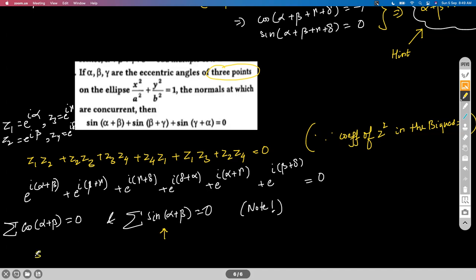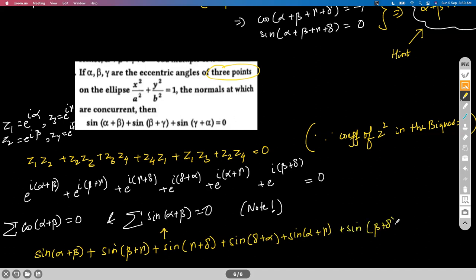Now see everybody. Sine alpha plus beta, let it be as it is. Sine beta plus gamma, let it be as it is. Then sine gamma plus delta, sine delta plus alpha, sine alpha plus gamma, and sine beta plus delta is equal to zero. I will not disturb these terms because they are there in my expression. I will not disturb this term also. Where is gamma plus alpha? There's no gamma plus alpha. There are six terms altogether, right? So this term is also taken care of.